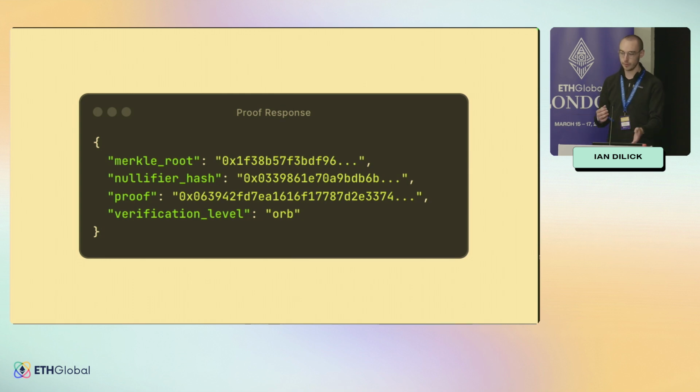We have the root of the Merkle tree against which the proof is generated. On Ethereum mainnet, we have a Merkle tree that is essentially the list of World IDs that have been verified at the orb. The nullifier hash is the unique identifier of the user in the context of your action. The proof is a very long hexadecimal string that is the actual mathematical zero-knowledge proof, and then which verification level that user verified with.